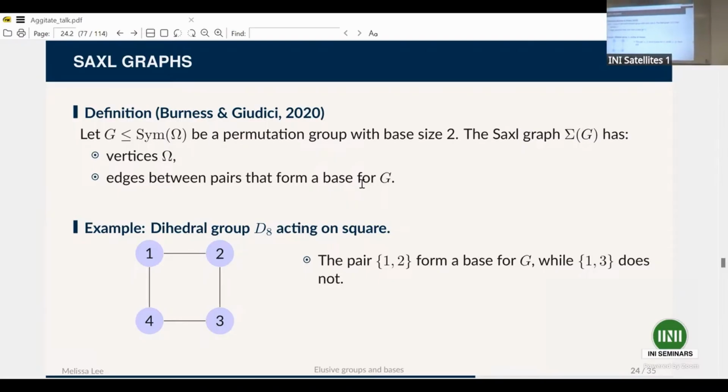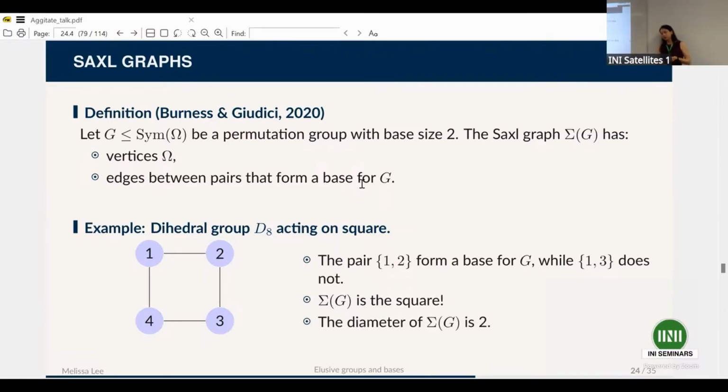So actually, if I take G to be this dihedral group acting on the square, then the corresponding Saxl graph is indeed the square, because adjacent vertices form a base, non-adjacent vertices do not. And a rather obvious observation is that the diameter of this graph is 2. If I take any 2 vertices, I can find a path of at most length 2 that gets me from one to the other.